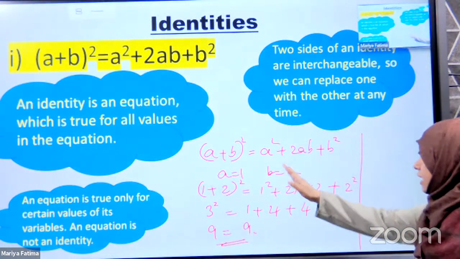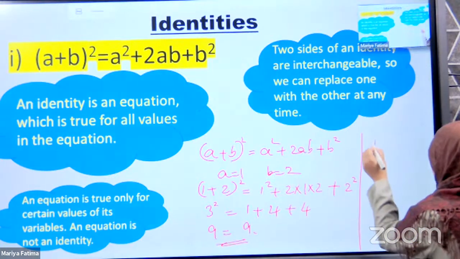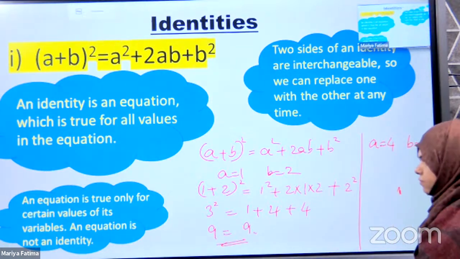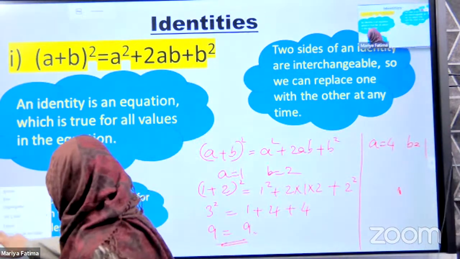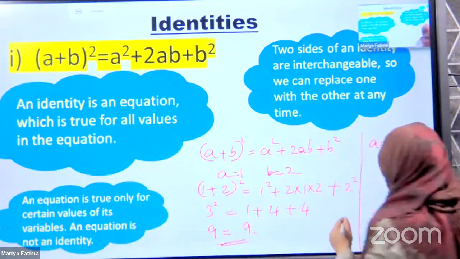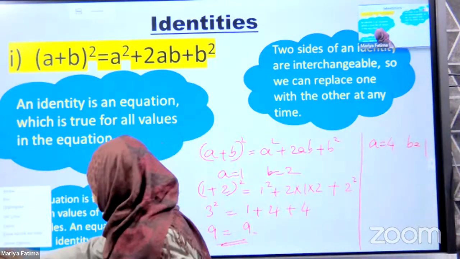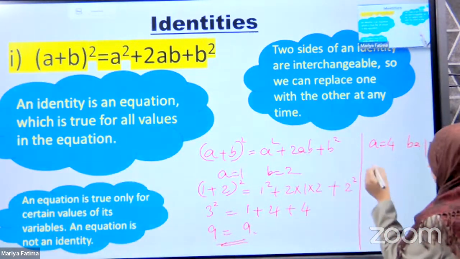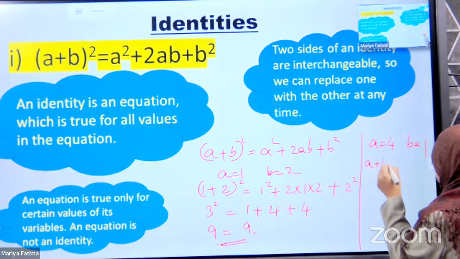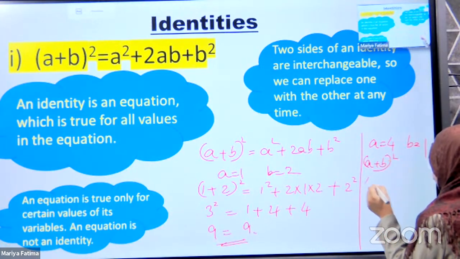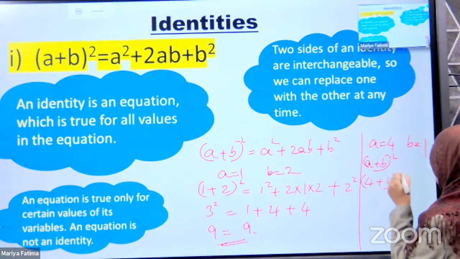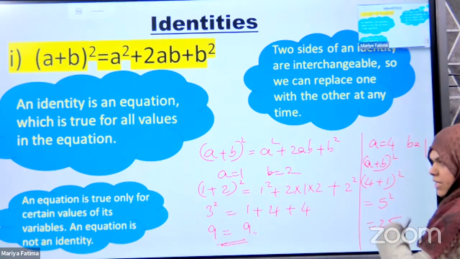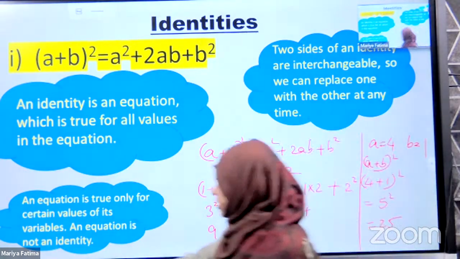Instead of these values, if I take the a value as 4 and the b value as 1, we have to substitute the a value and b value in this identity. What will we get? First, we take the LHS: (a + b) whole square, that means (4 + 1) whole square. 4 plus 1 becomes 5, and 5 fives are 25. This is your LHS. Now take the RHS.